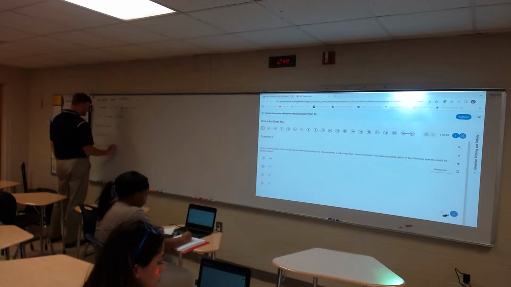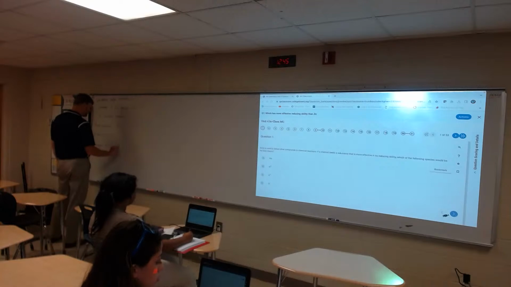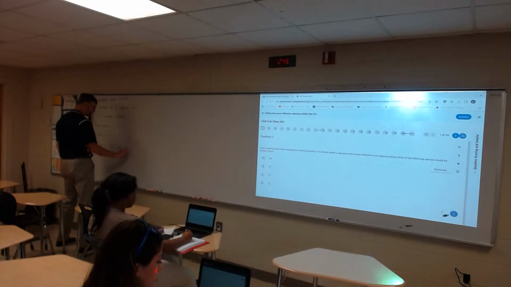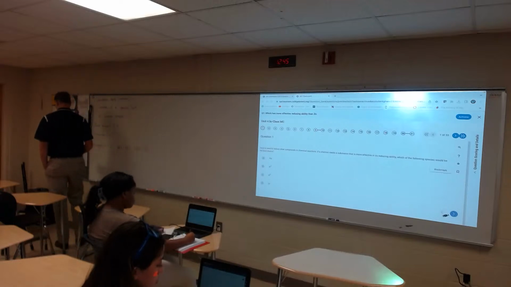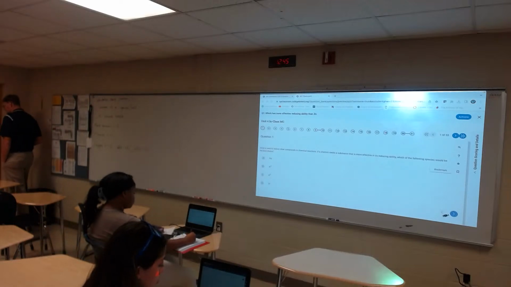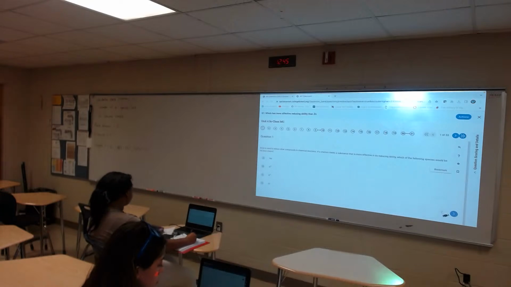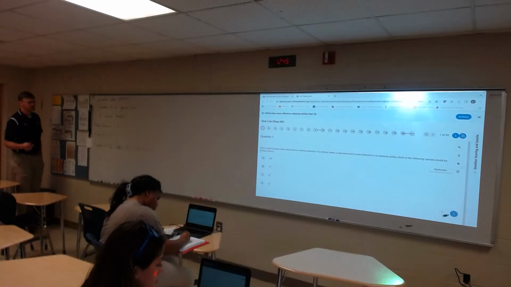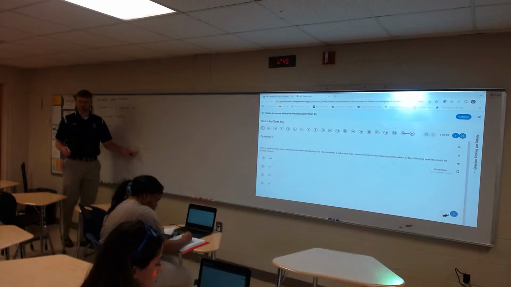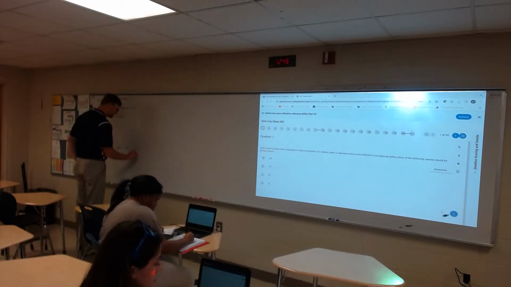If it bonds with fluorine, it'll be +2. If it bonds with itself, another oxygen, it'll be -1. So it's not more electronegative than fluorine, and it's not more electronegative than itself. The only time this situation is going to occur is in peroxides.